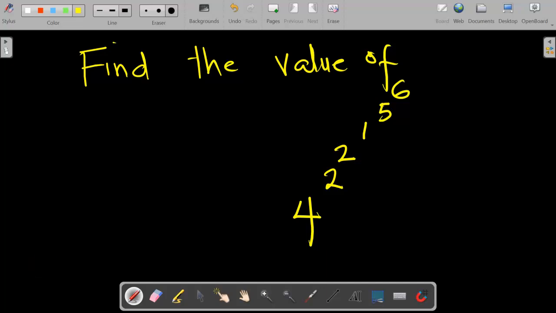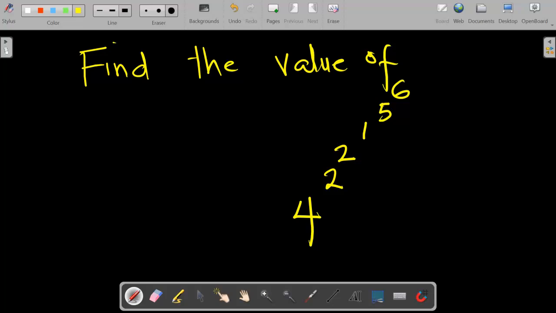This question looks very complicated, but don't worry, I'm here to break it down for you. This question specifically deals with evaluating stacked power. Stacked power is also known as nested exponential. Now, how do we evaluate this kind of problem?